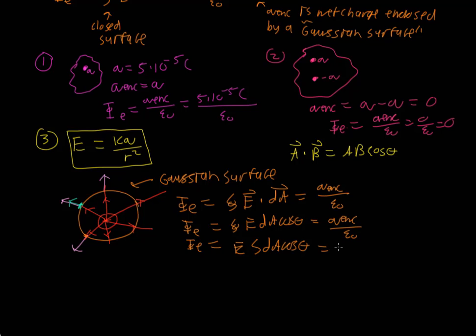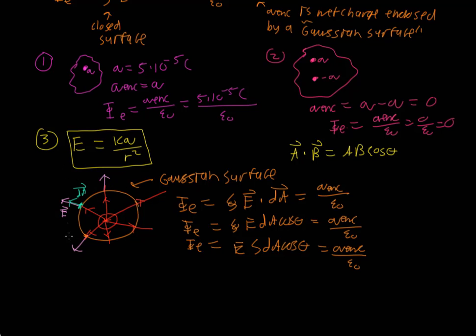Cosine theta equals q enclosed over epsilon naught. Now, cosine theta: what is the angle between, so this green guy is dA, and then the pink one is E at that point. So what is the angle between E and dA at every point? And by the way, there's always two directions for dA. It can point perpendicularly outwards or perpendicularly inwards. Whenever we have a closed surface, the dA always points outwards, away from the inner volume. That's how I knew it was this direction.